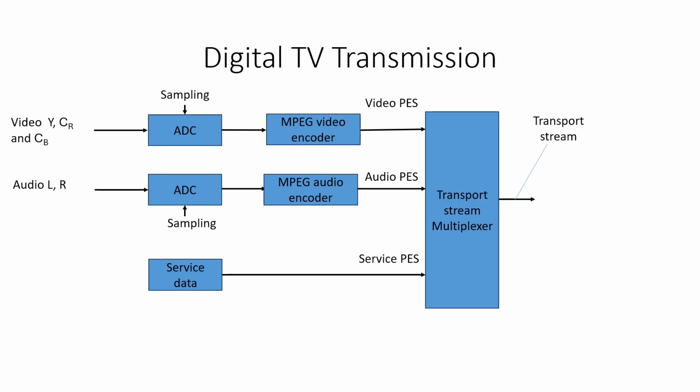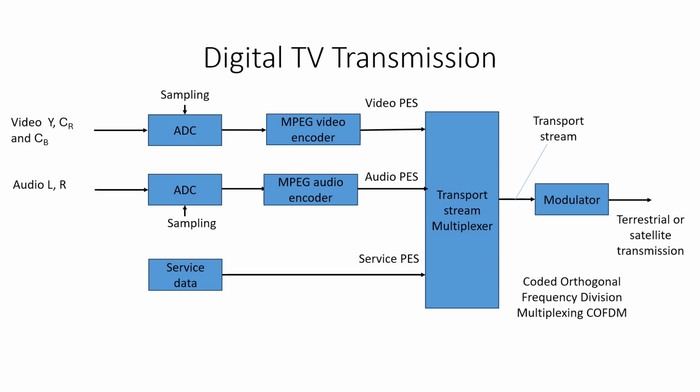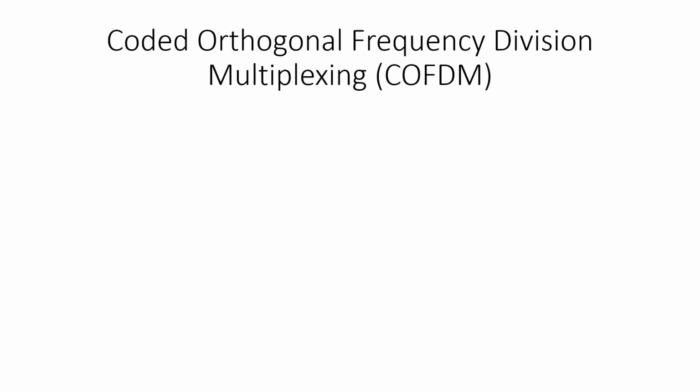This information is then combined in the transport stream multiplexer, which produces a stream of data called the transport stream. The transport stream can then be used to modulate the transmission carrier, and this can then be transmitted via a terrestrial transmitter or satellite. The modulation scheme is very complex. It uses a technique called coded orthogonal frequency division multiplexing, COFDM.